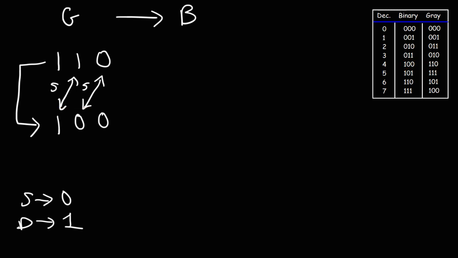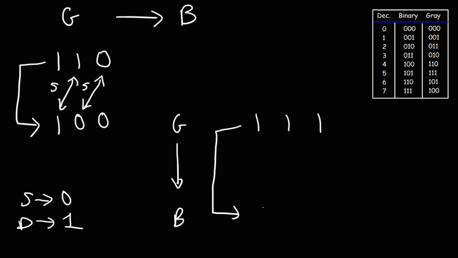Now let's try another example. So let's go from the gray code to the binary code. Let's say we're given a gray code of 111. What is the binary code? So first, let's rewrite the most significant bit.